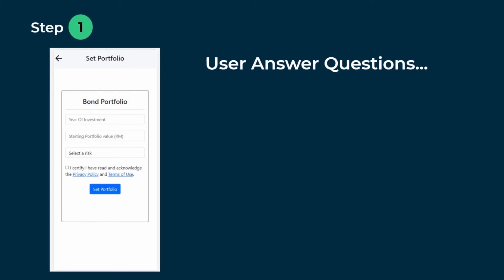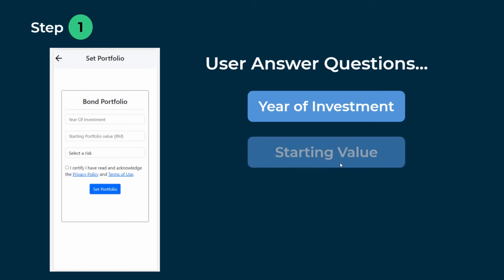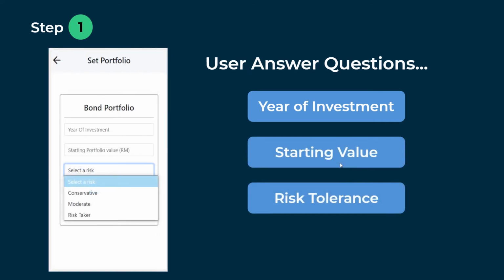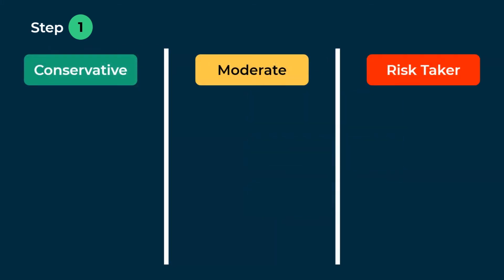In this screen, the user needs to answer some simple questions. The user needs to tell our app the years of investment he's going to put in, and the initial amount he's going to invest. Then he also needs to tell our app what kind of investor he is, whether he is a conservative, a moderate, or a risk taker. This is because for a different type of investor, our app will recommend a different type of portfolio.